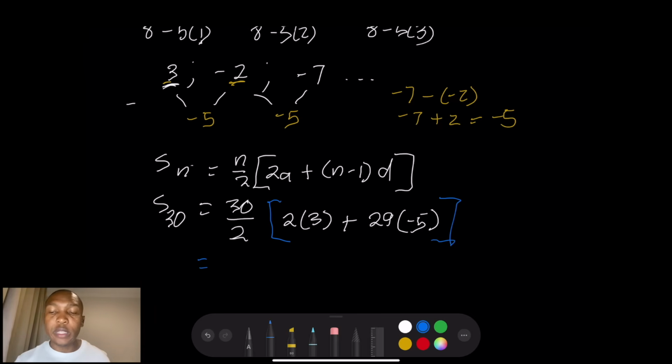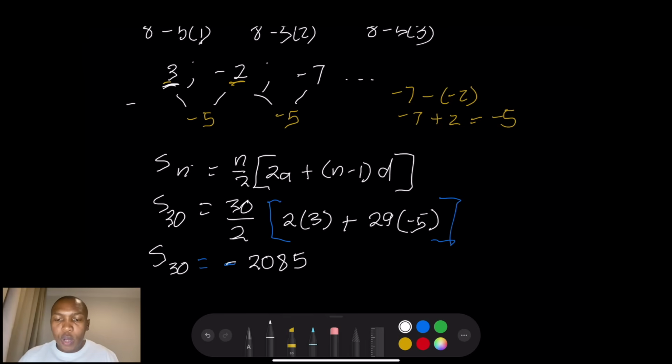So in this case, let's just quickly get that into the calculator. So that's 15, and I seem to get a value of negative 2085. So the sum of the first 30 terms is negative 2085. Okay, I think that is that.